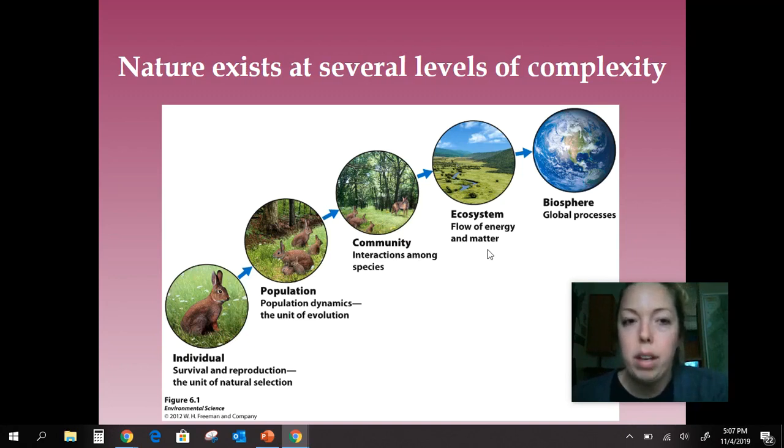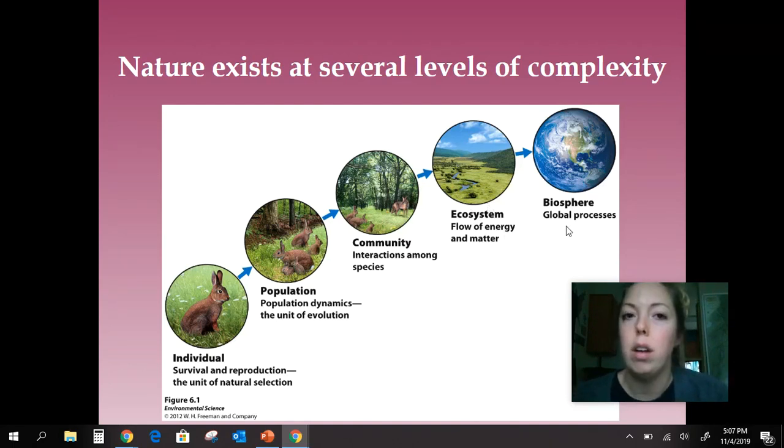Going on up, you've got ecosystem. Communities exist within an ecosystem, which basically consists of the biotic and the abiotic components in a particular location. Ecosystem ecologists study the flows of energy and matter, such as the cycling of nutrients through the system, all the stuff we talked about in chapter 3, the different nutrient cycles and how energy moves through or within it.